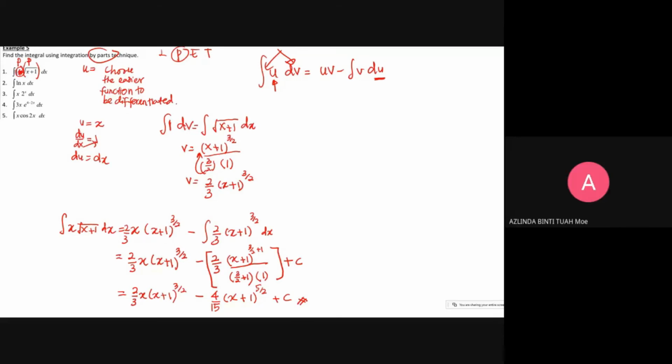Okay, second example, integrate x from BC11. Example 2, boys, BC11.